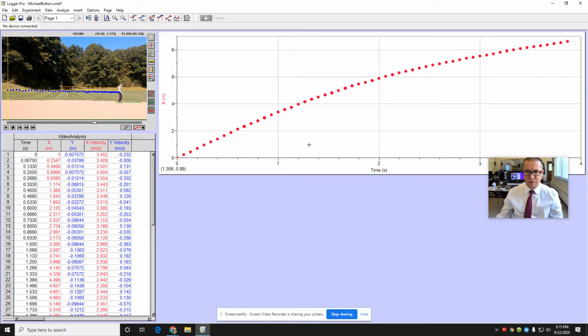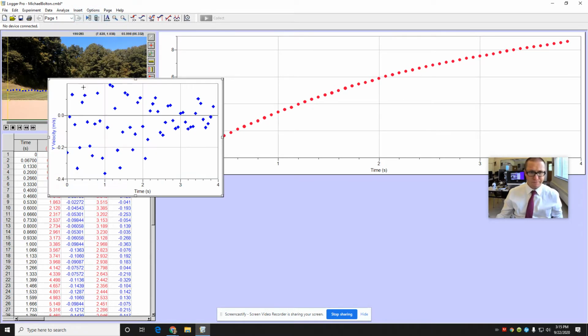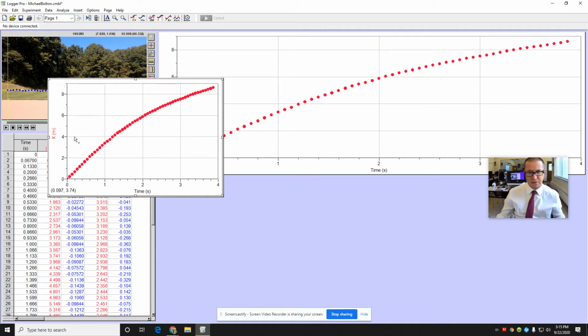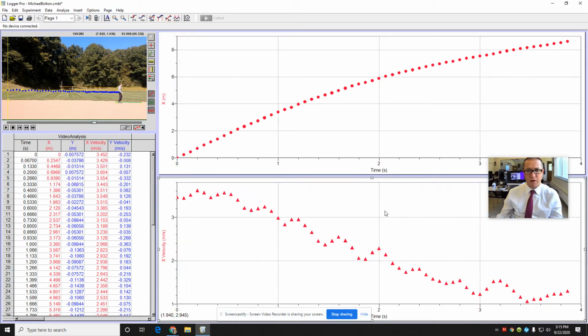We get just this graph to start off with. But I go insert graph. I change this to x, because x direction, or sorry, x velocity, right? And I get that graph. Then I go page, auto arrange. Now I have this graph. I'm also going to auto scale this one from 0.